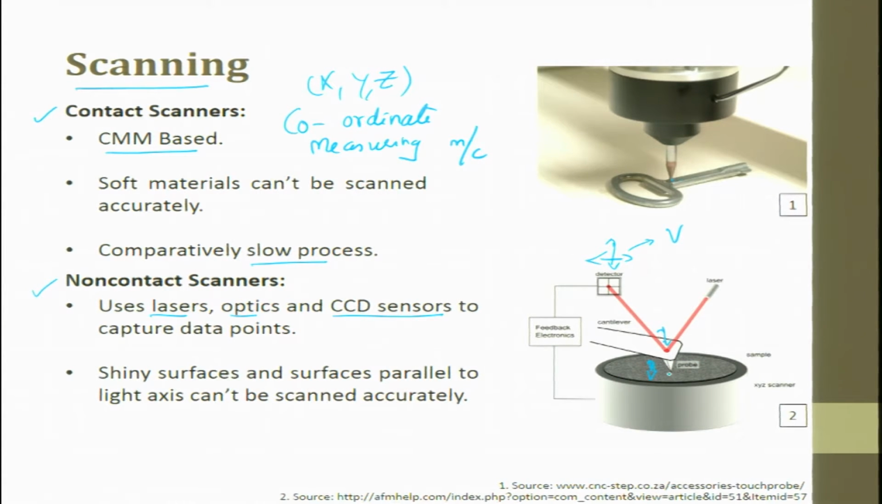Again here what you get is point data. From a point you convert it to a line, and several of these lines together make a surface. That means with this technique you can get 1D, 2D and 3D. So this is 1D, this is 2D and this is 3D, a surface data you get. Shiny surfaces and surfaces parallel to the light axis cannot be scanned accurately. This is a limitation of this process. However, this can be overcome by several techniques.